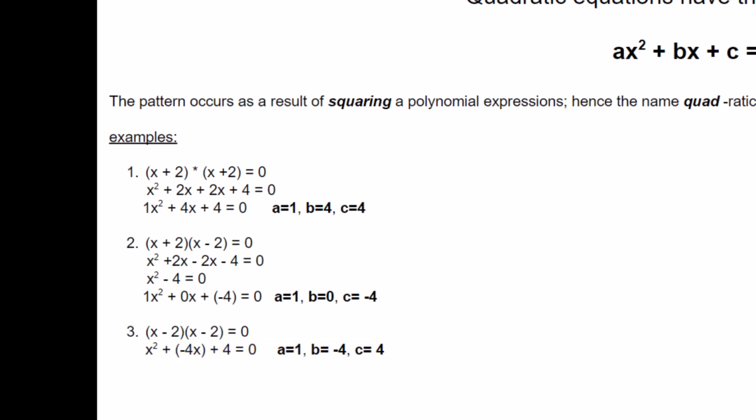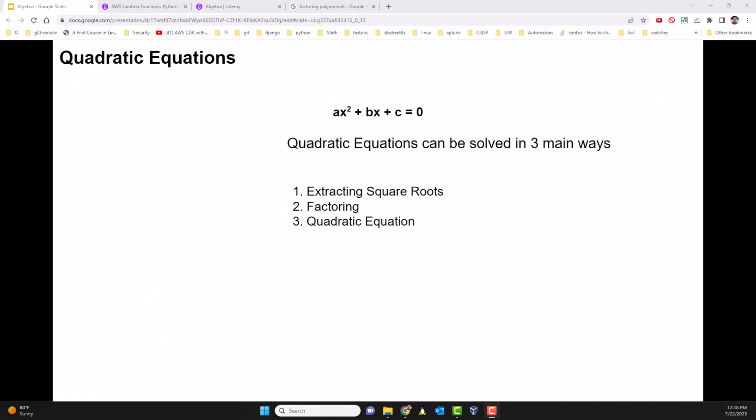I'd encourage you to work some practice problems to prepare for the upcoming material. The more experience you get, the better you'll be at doing these. Next, we're going to discuss the zero values of quadratic equations. That means finding x values that, when you plug them into the equation, will result in an answer of 0. There are 3 main ways of doing this. The first is by extracting square roots, the second is by factoring, and the third is using the quadratic equation.